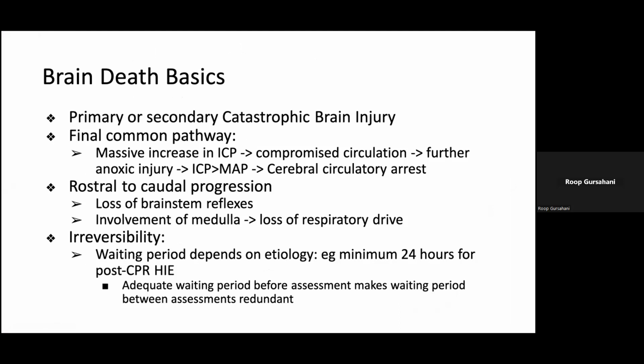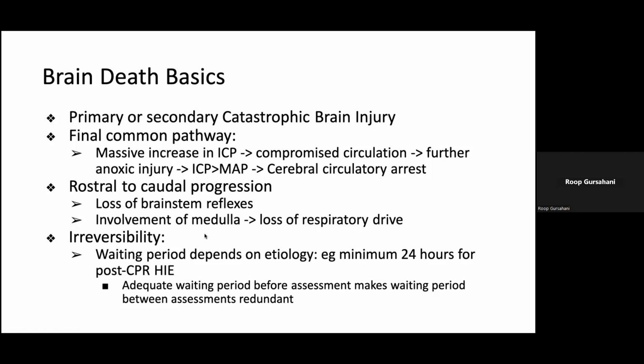And remember that when you have catastrophic brain injury, there's a final common pathway. Massive increase in intracranial pressure compromises the circulation, causes further anoxic injury, and eventually the cerebral circulation just closes. And this is anterior to posterior progression with finally loss of brainstem reflexes. The last is the loss of the respiratory drive. So when somebody loses respiratory drive, effectively the rest of the brain is gone.